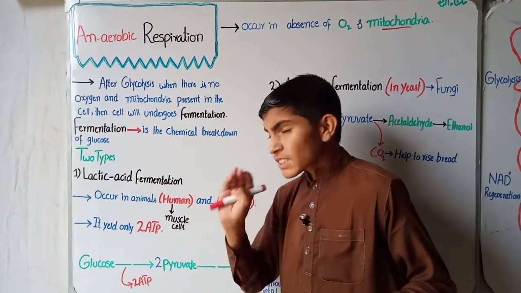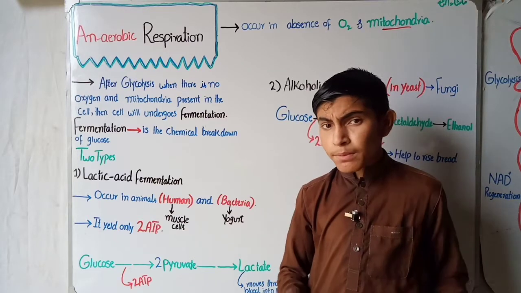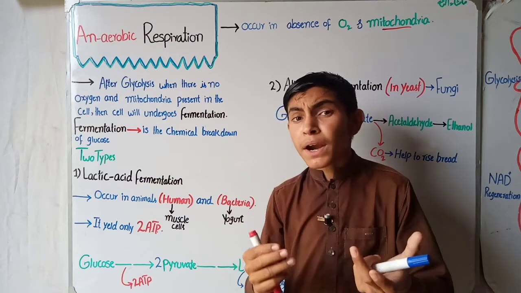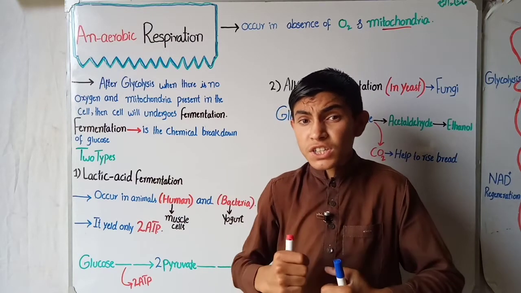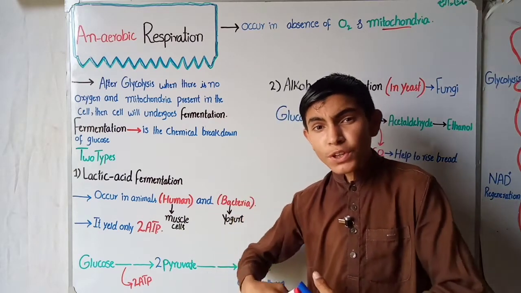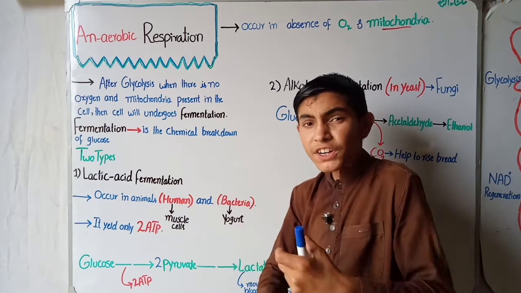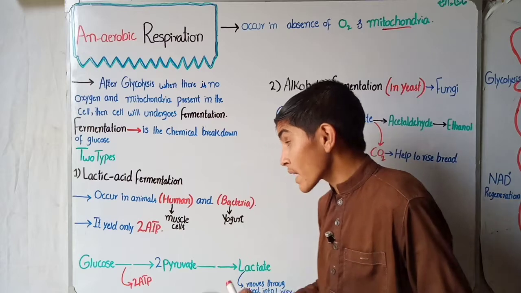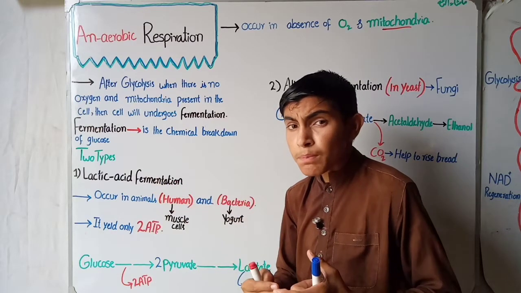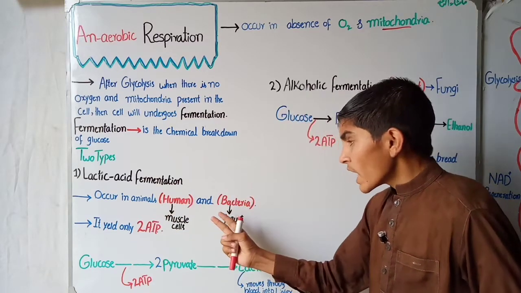This lactic acid fermentation cannot occur in our muscle cell for a long time, because in this fermentation lactic acid is produced as a byproduct, and lactic acid is very harsh. Therefore when our muscle activities increase, we feel thirst and some type of hurt in our muscle cell. That is because in these muscle cells the lactic acid is produced as a byproduct, and it gives us harassment at that time. Okay.